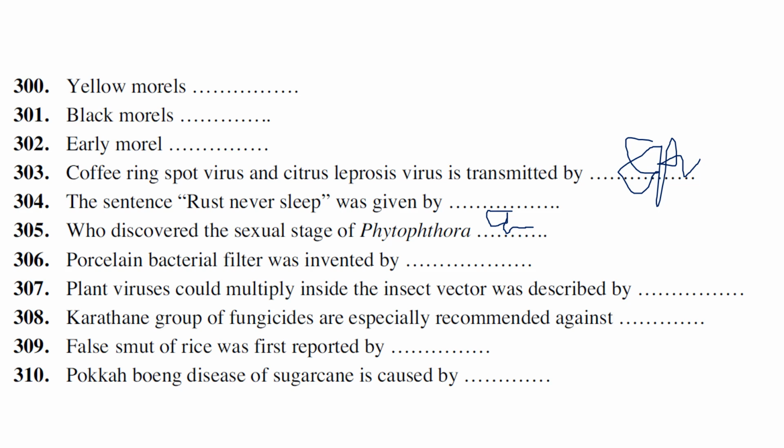They're asking about black. Okay. Carotene group of fungicides are generally recommended for powdery mildew disease, right? The next one is false smut of rice. False smut of rice was first reported in Kerala, I think by Cook et al. Pokkah boeng disease of sugarcane is caused by various species of Fusarium. Generally we consider it Fusarium moniliforme.